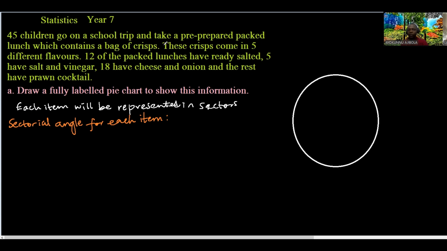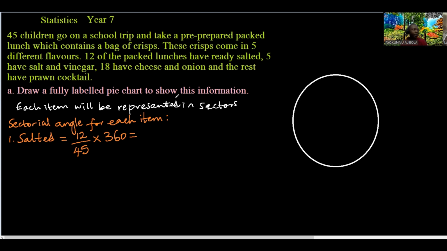So what is the first item? We have 12 with salted flavor. Is that clear? Okay. So the first item we're talking about is salted flavor. How many are salted? That is 12 out of the total, which is 45. Then we multiply it by the total angle in a circle, which is 360.